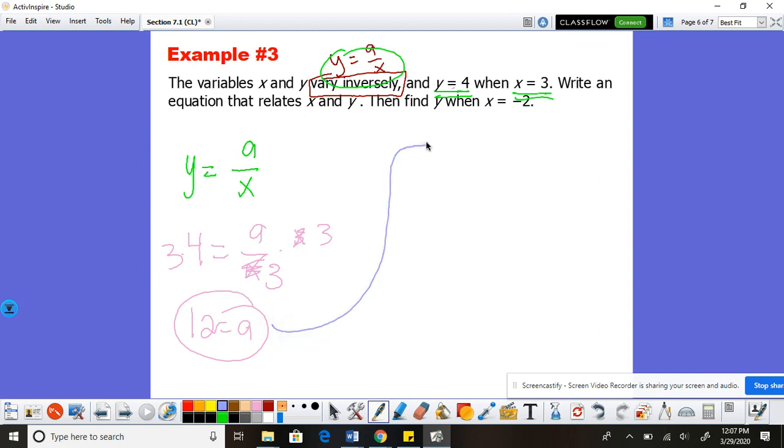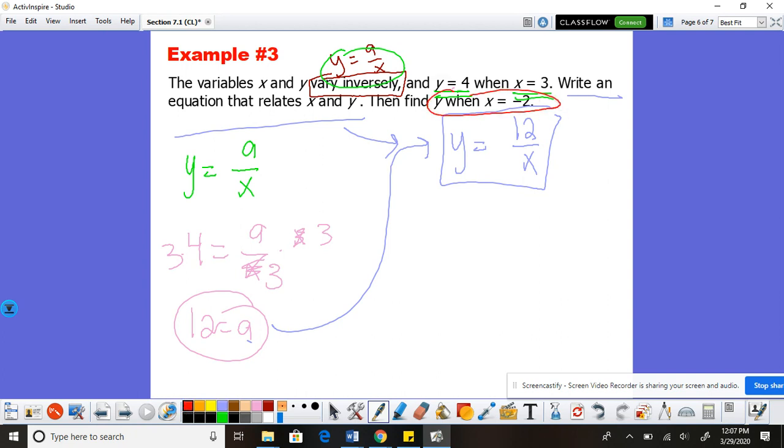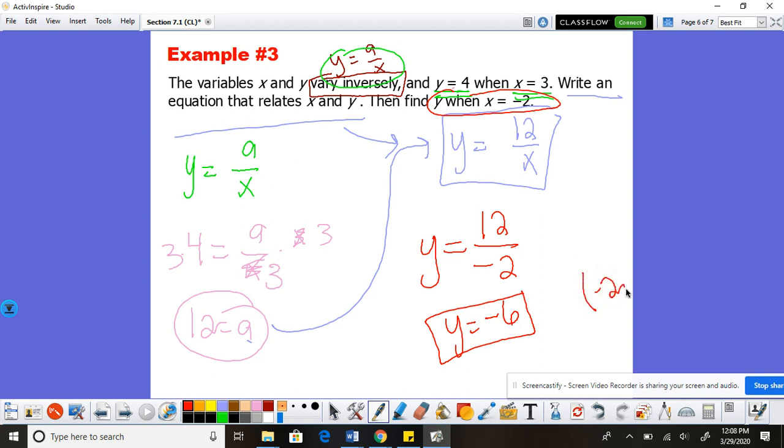So when I plug my a in, because a is a constant for everything, y is going to be 12 over x. This is the first part of it: write an equation that relates x and y. That's y equals 12 over x. Now it says find y when x equals negative 2, guys. All we're going to do is plug negative 2 in for x. So I have y equals 12 over negative 2. So y would be negative 6. So in this equation, an ordered pair would be negative 2 and negative 6. I get that from here and here.